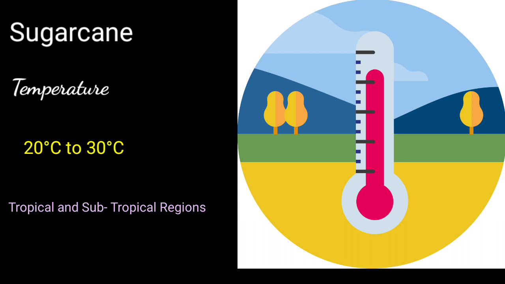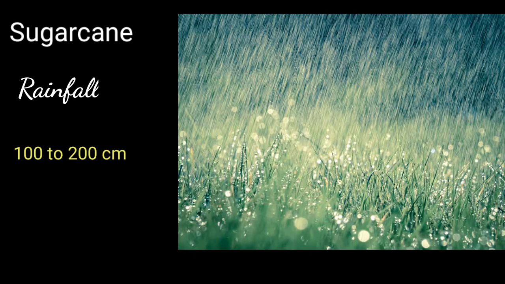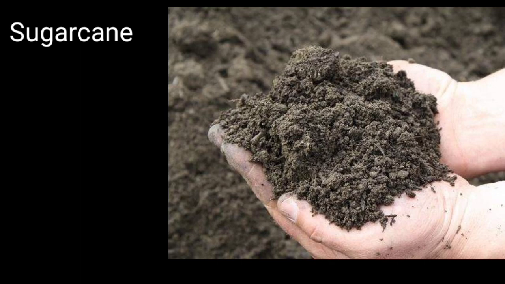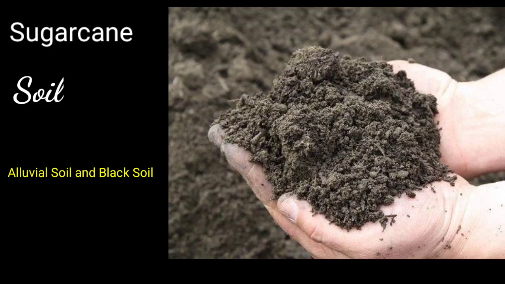So our areas are very ideal places for the growth of sugarcane. Now secondly, rainfall should be 100 to 200 centimeter. The amount of rainfall for the growth of sugarcane should be 100 to 200 centimeter. Thirdly, condition of soil. It requires young alluvial soil as well as black soil. So sugarcane can be grown in both alluvial soil as well as black soil.